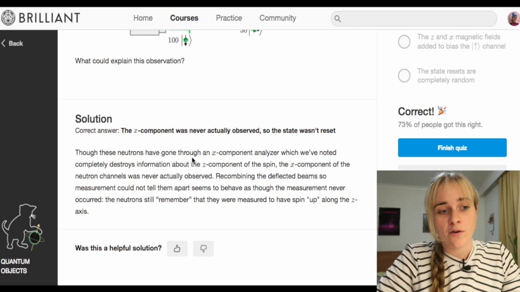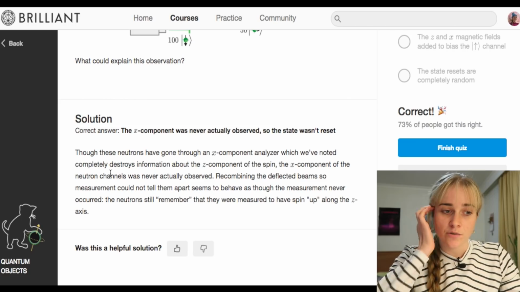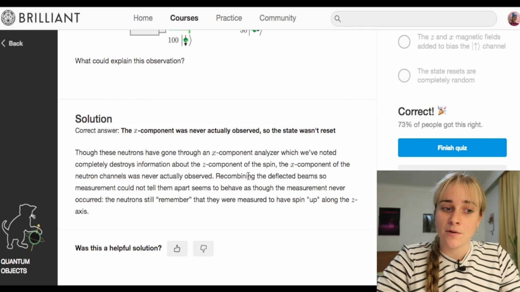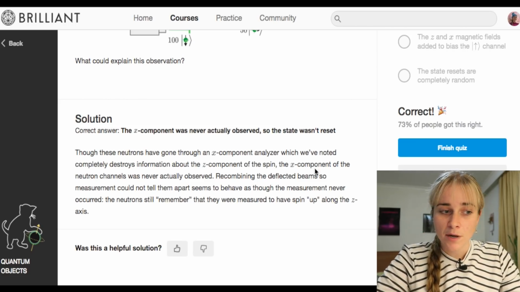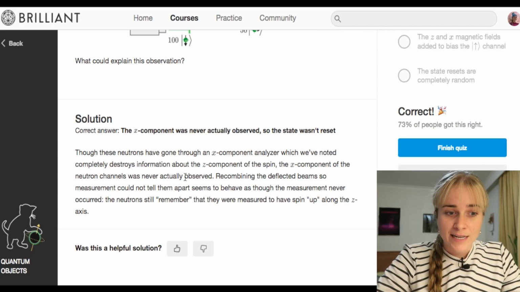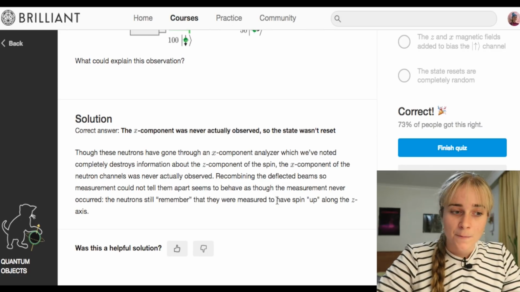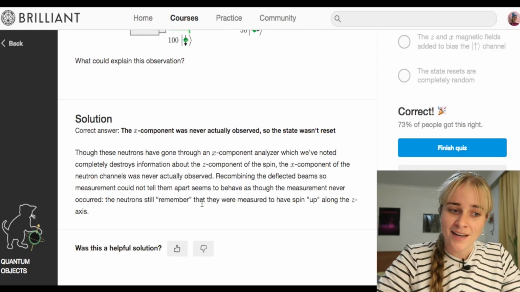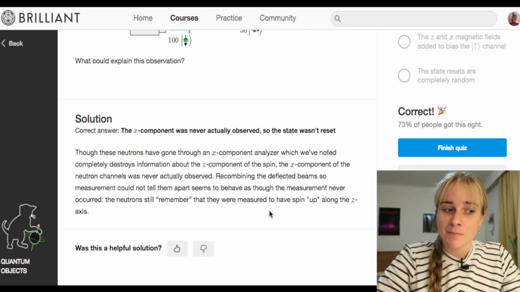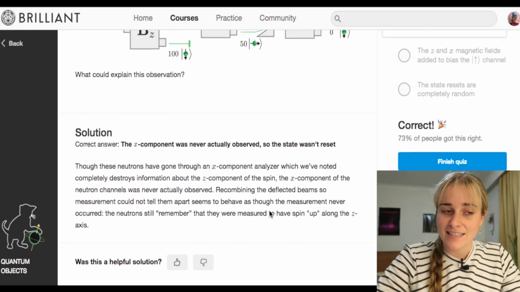Although the neutrons have gone through an X-component analyzer, which we've noted completely destroys information about the Z component of the spin, the X component of the neutron channels was never actually observed. Recombining the deflected beams, so measurement could not tell them apart, seems to behave as though the measurement never occurred. The neutrons still remember that they were measured to have spin up along the Z axis.